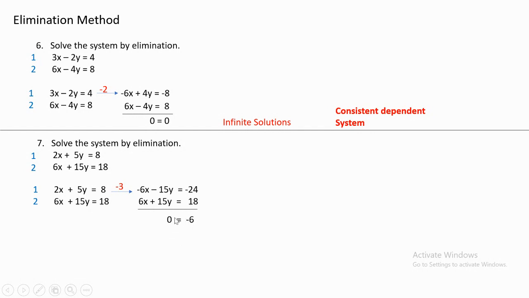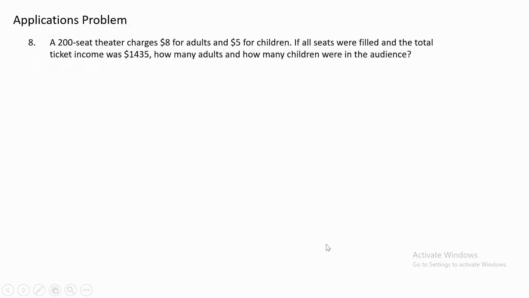And going back, I believe, to the second slide, where we had those 3 graphs, this means there's no solution because this is not correct. This is not true. 0 does not equal negative 6. So that means these lines will never intersect. That means the lines are parallel, which is no solution. And I believe this is called an inconsistent system.